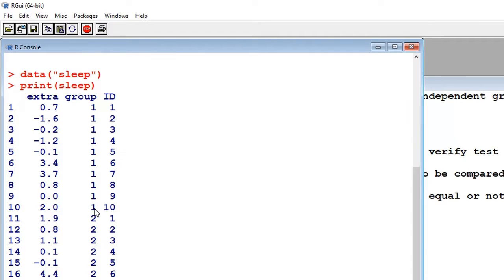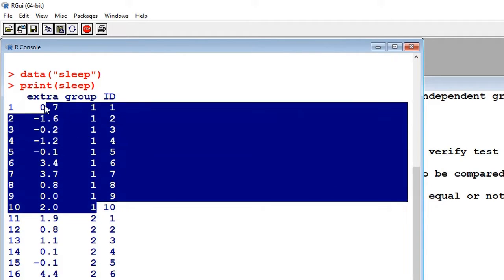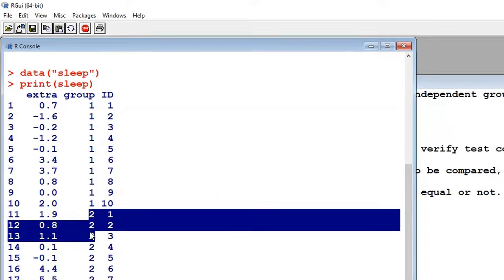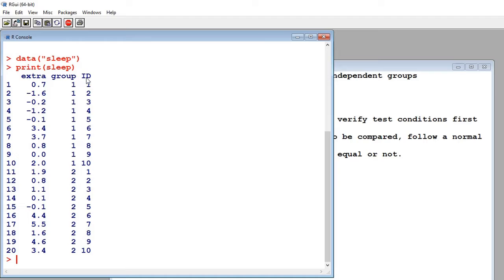Like I said, the 2 samples or the 2 groups must be equal. So we have a group of 10 people taking drug 1 and a group of 10 people taking drug 2. And then ID here is simply the numbering of the total sample, sorry, 1 to 10 for the first group and 1 to 10 for group 2. All right.